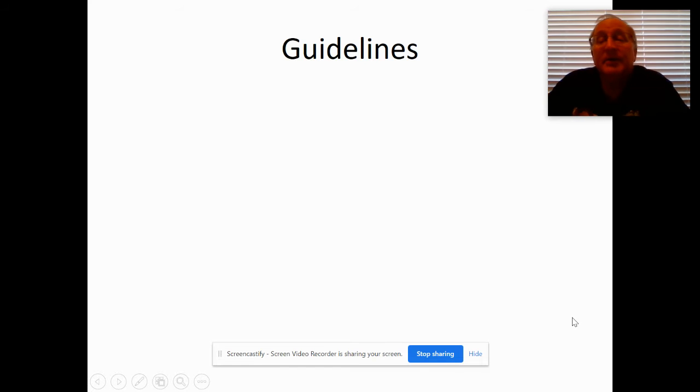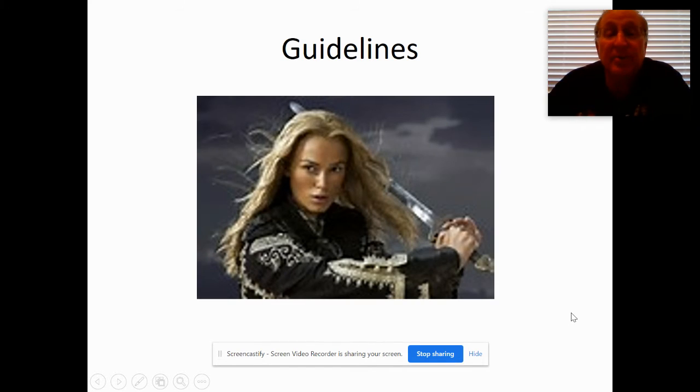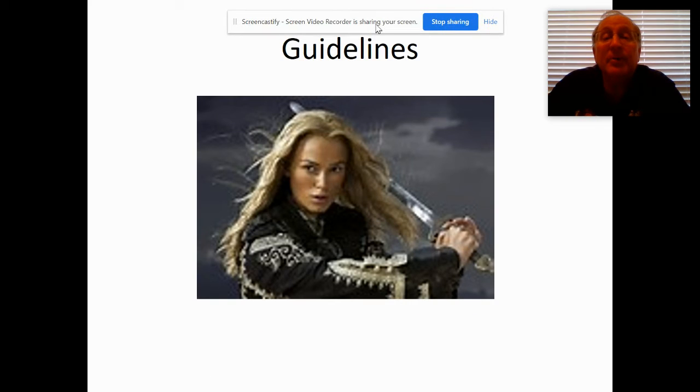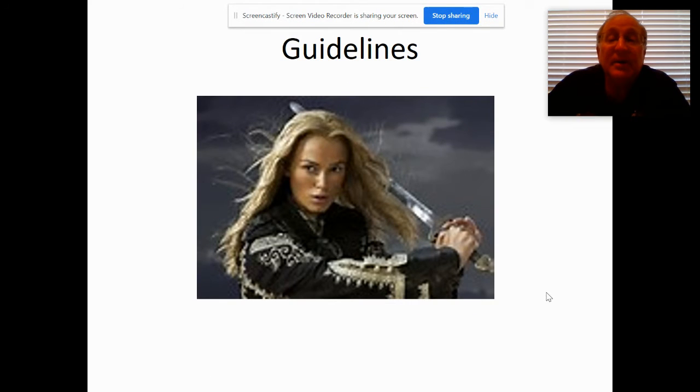All right, we have guidelines for solving equations, especially with variables on both sides. And if you will notice right here, we have Keira Knightley.